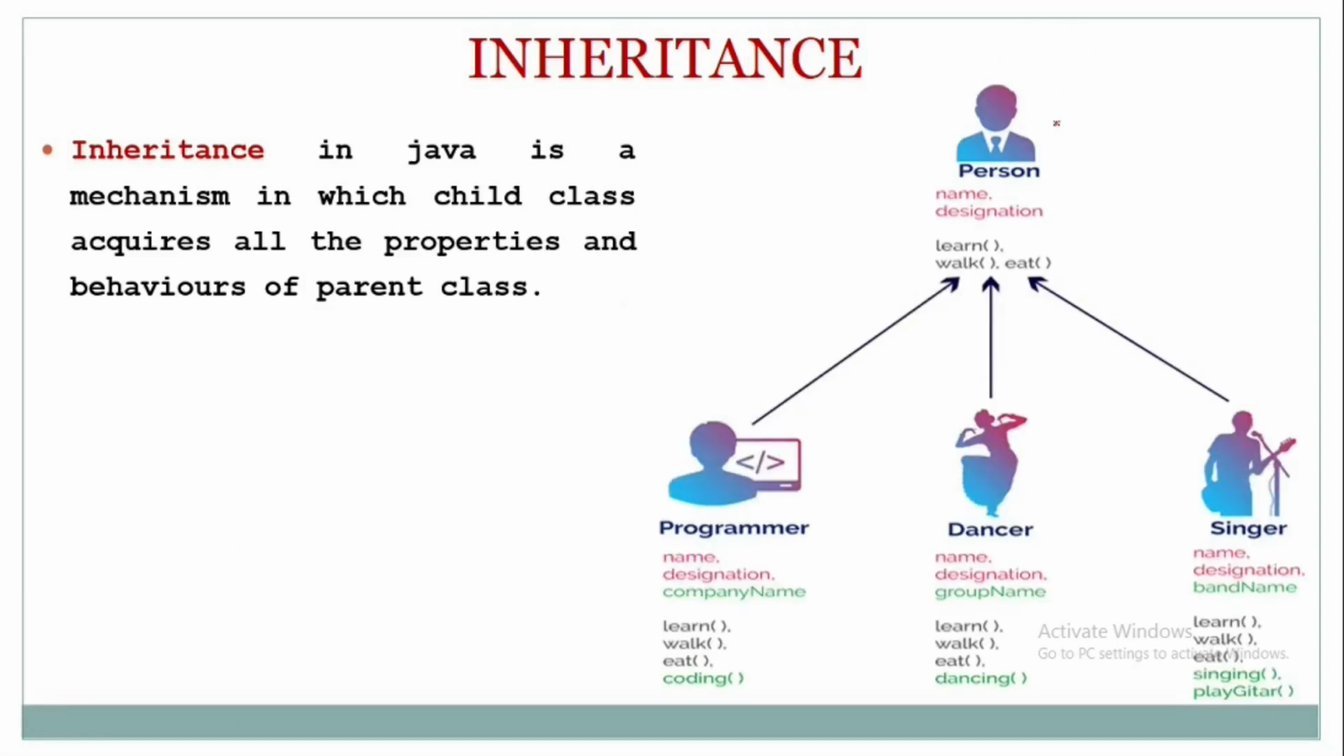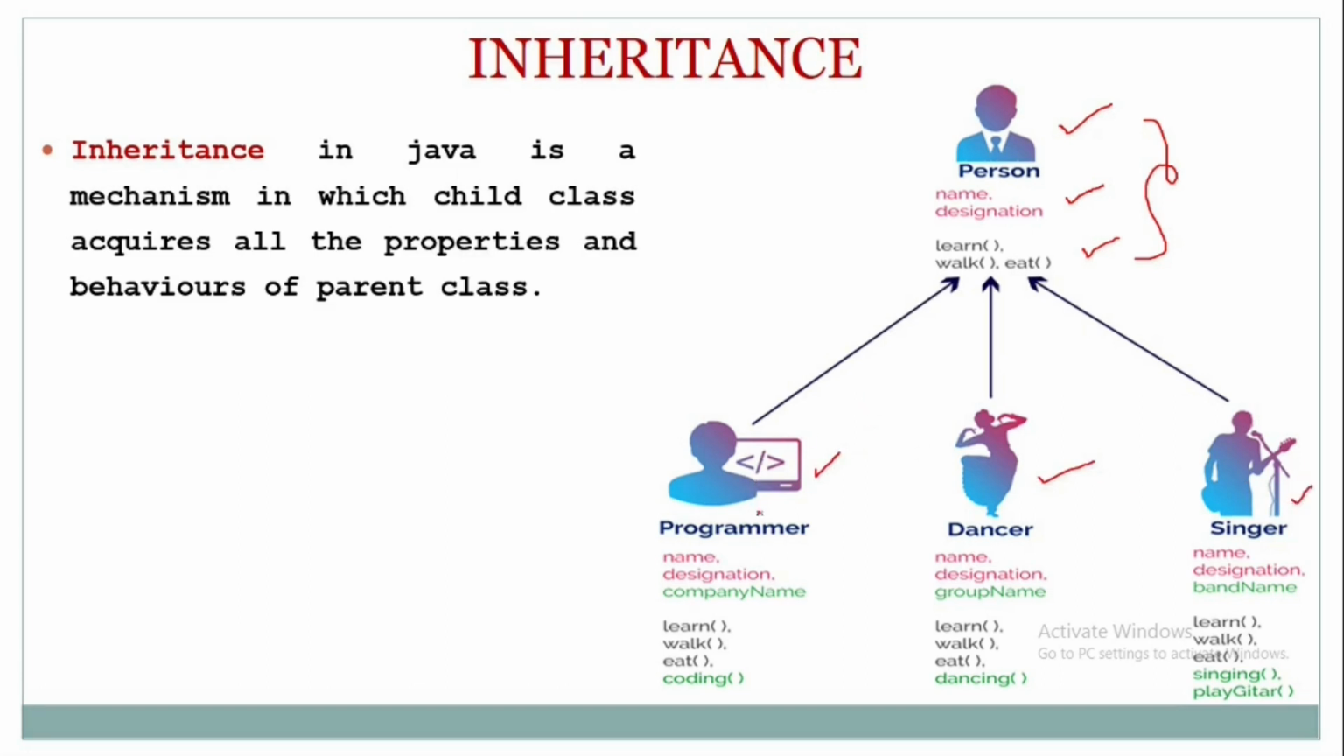Consider this class Person. The person will have a name and a designation, and the person can learn, walk, and eat. So all these are the features or characteristics of the class Person. Now, using this class Person, I can create some child classes. The child classes created are Programmer, Dancer, and Singer.